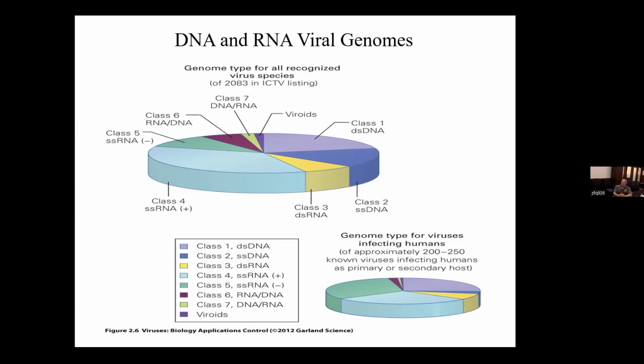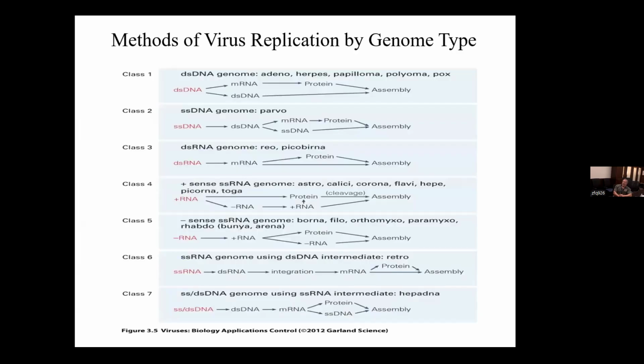And of these 2,000 species that we're looking at, about 250 of these viruses are known to infect humans as either primary or secondary hosts. And again, when we look at that pie, a lot of those are going to be the class 4 single-stranded positive sense RNA viruses. So if we further try to stratify this based on how viruses replicate, we can see different strategies that viruses use based on their genome type to replicate and produce new viruses.